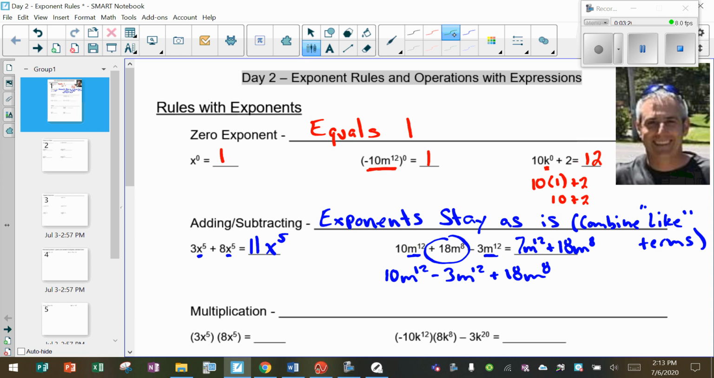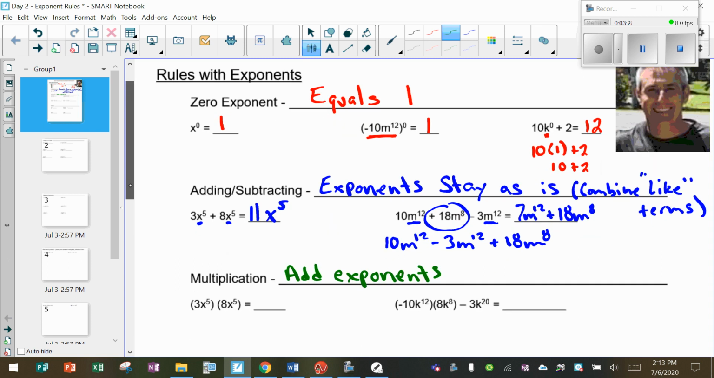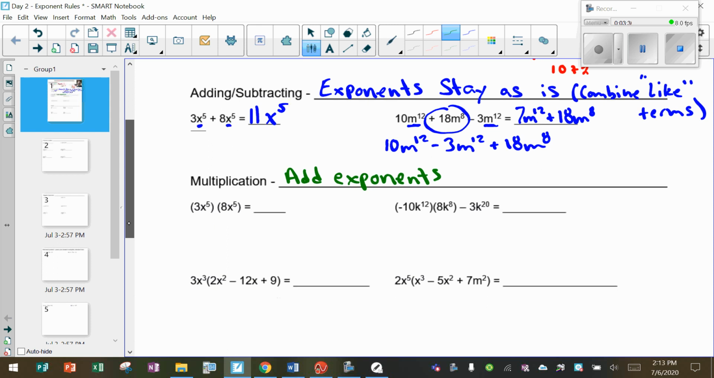When we multiply the terms, we add the exponents. You're going to multiply the coefficients. Now, the coefficient is the big numbers. You multiply the numbers, but then you'll add the little exponents. So 3x to the 5th times 8x to the 5th. You do 3 times 8, which is 24. And then when we do x to the 5th times x to the 5th, you add the exponents to make it x to the 10th. So it's 24x to the 10th.